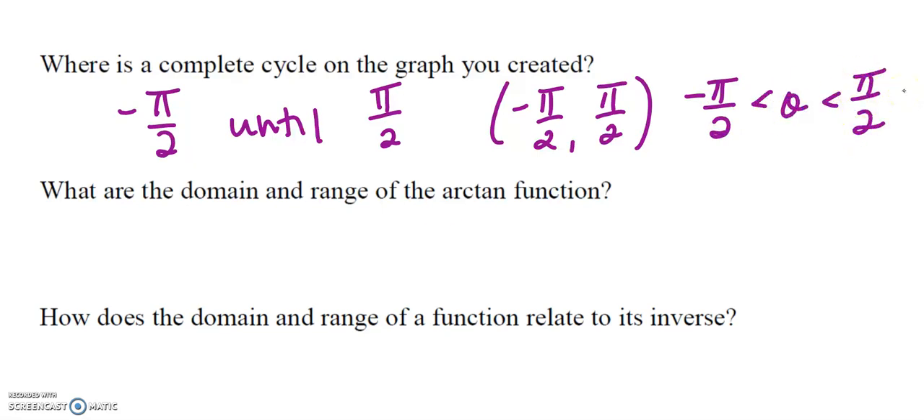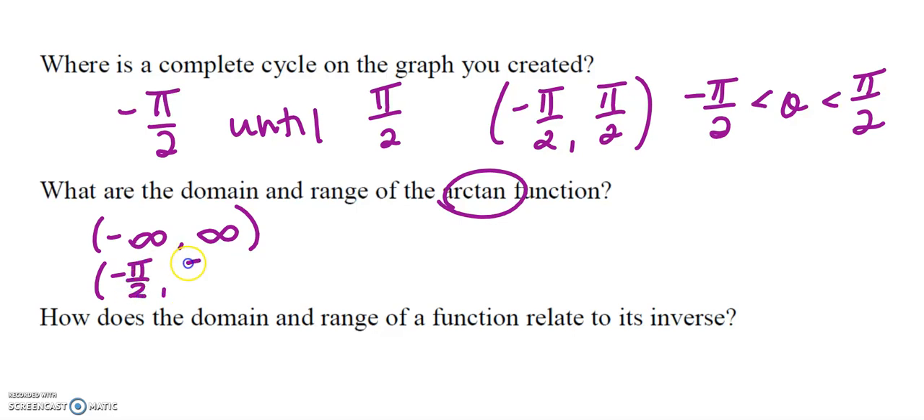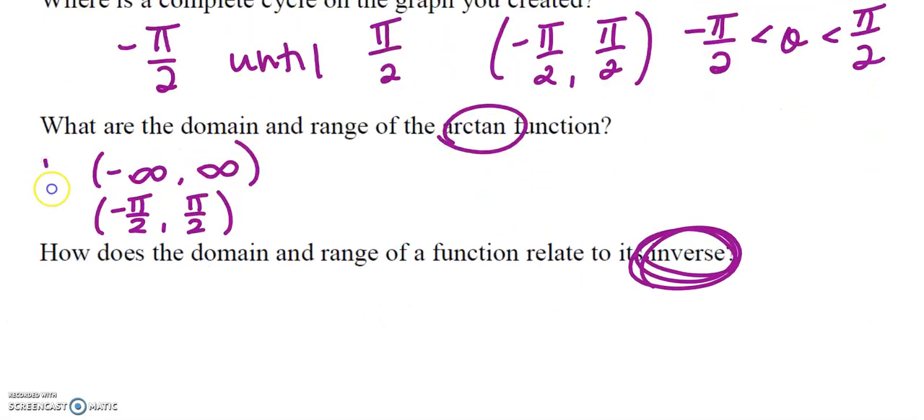The domain and range of the arctan, that was the inverse thing. Well, the domain of arctan was negative infinity to infinity. And the range was from negative pi over 2 to pi over 2. Well, we know from inverses, if we invert things, we switch the x and y, which means we really switch the domain and the range.